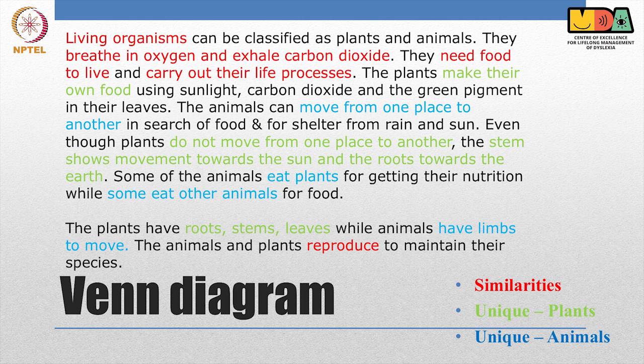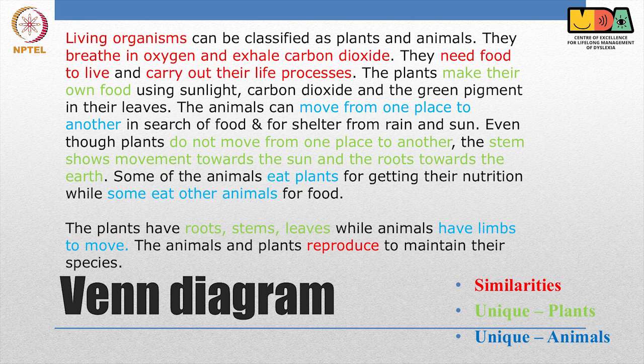Okay. Now, the animals can move from one place to another in search of food, even though plants do not move from one place to another. Again, this is an inference. That means both of them show movement, but the difference is in the way they show movement. So, I would put shows movement in the center, and here I would say they do not move from place to place. This, in the sense, is plants, and here they move from place to place.